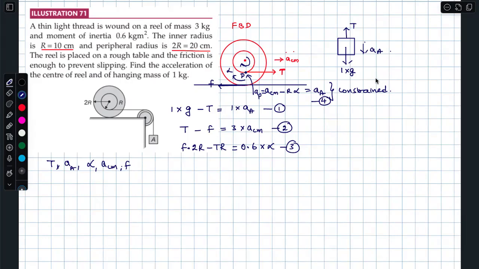ACM is equal to 2R alpha. Anika. ACM is equal to 2R alpha. Equation 4. That's all. You have 4 equations. Five equations. You have 5 unknowns. That's all. Solve these equations. You will get the desired answer. Am I clear on this? Right. So just to solve this, you'll get the desired answers.